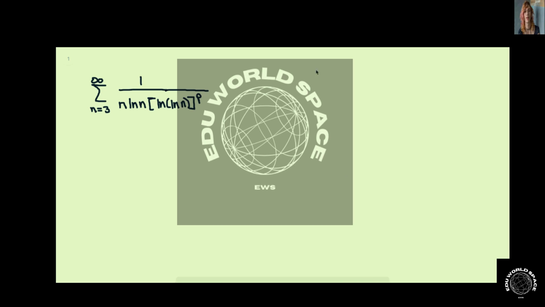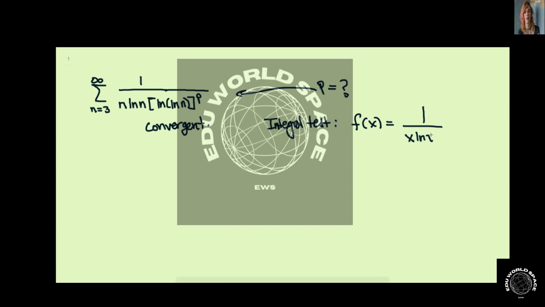Here, we'd like to know which p-values make this series convergent. So this is a rough-looking sum here, so let's try to use the integral test. So here I would look at the function f of x. So just replace all the n's with x's.